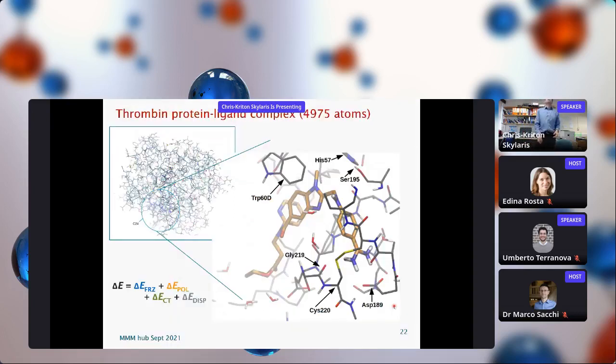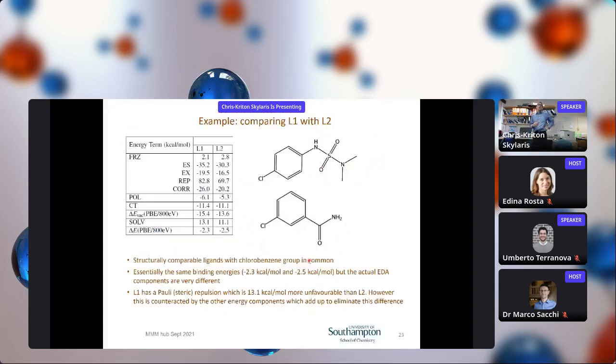And here is an application to the thrombin protein, which is much bigger with much more flexible ligands, as you can see here. We've done quite a bit of work here, but I'm going to show you only a very simple, very small example. Here are two ligands that have essentially the same binding energy, but they're very different. For example, ligand 1 has a much larger Pauli, steric repulsion than ligand 2, but this is counteracted by the other contributions.